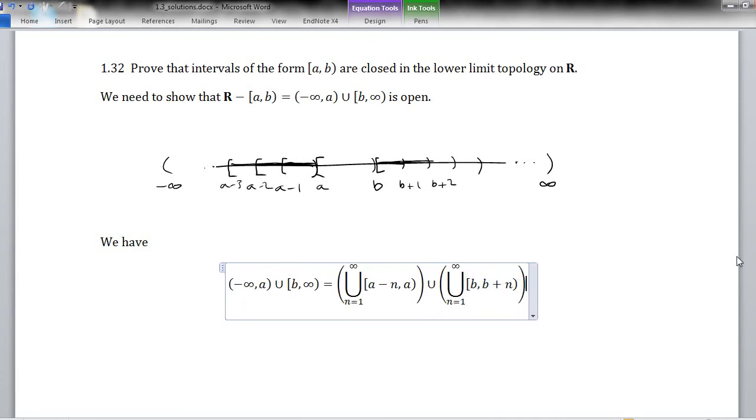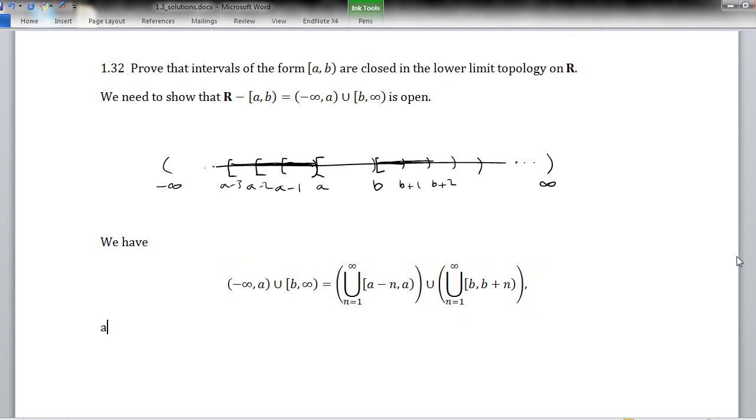Okay. And that's a union of basis elements. Okay. Hence, it's open. And that does it.